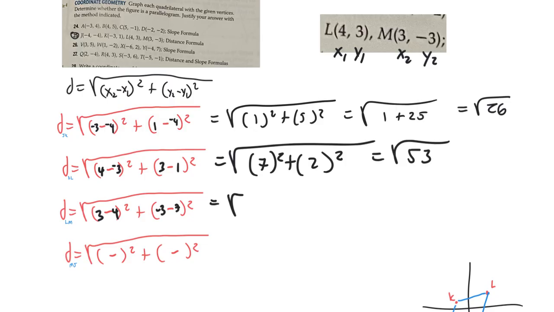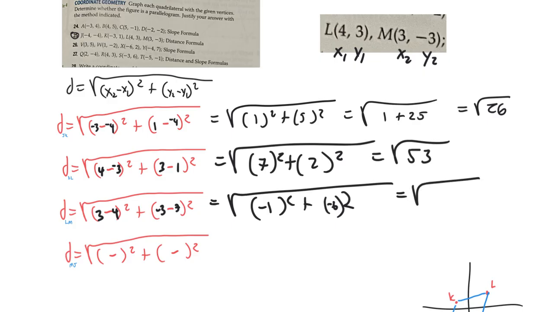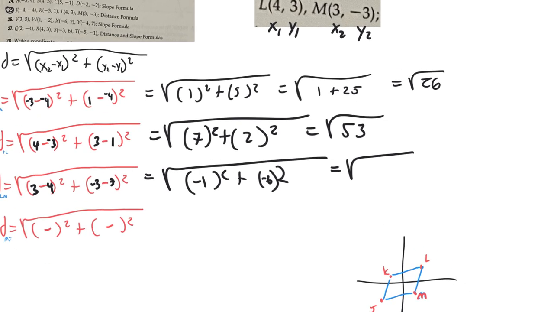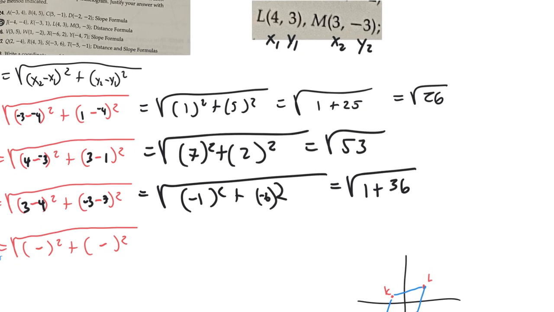Okay. It's going to be something squared plus something squared. So that's 3 minus 4, which is -1. -3 minus 3. That's -6. Okay. Not rushing. -1 squared is 1. This is a -6. A -6 squared is 36. And that is radical 37.